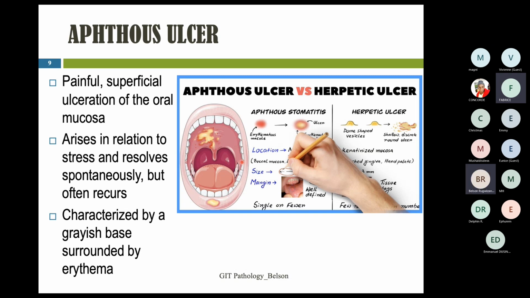Ulcer, this is the ulcer of the oral mucosa, and it arises in relation to stress and resolves spontaneously, but often recurs. There will be a grayish base surrounded by erythema. Erythema means reddish. For example, here you see that the tissue is yellowish, maybe because of pus, but around it is red. So red means erythema. I think, as they say, they just come spontaneously. Yeah, it happens to anybody.